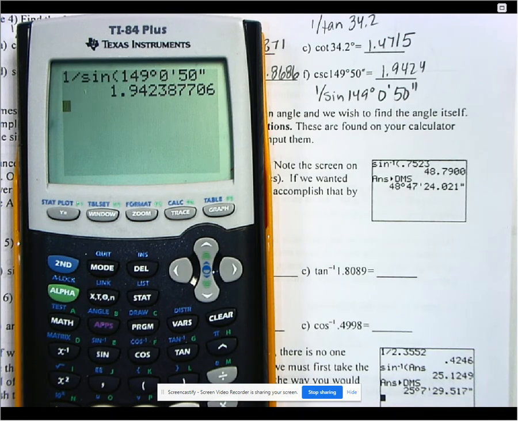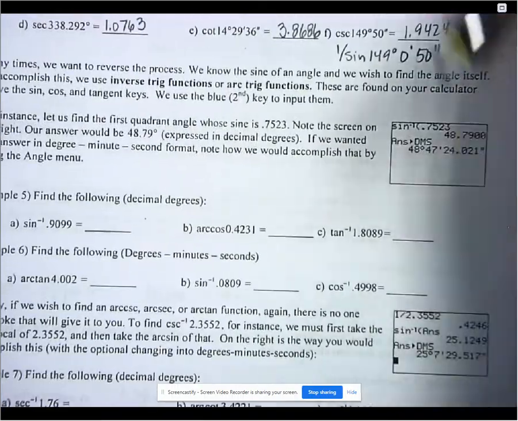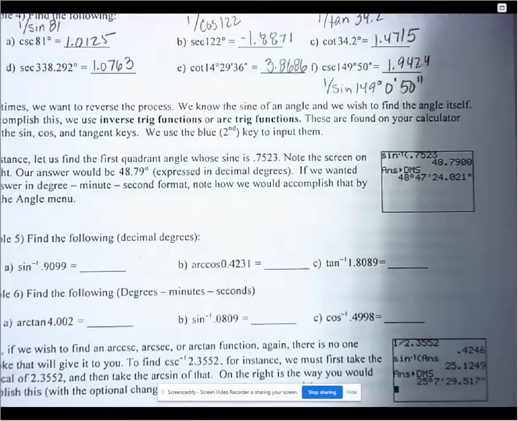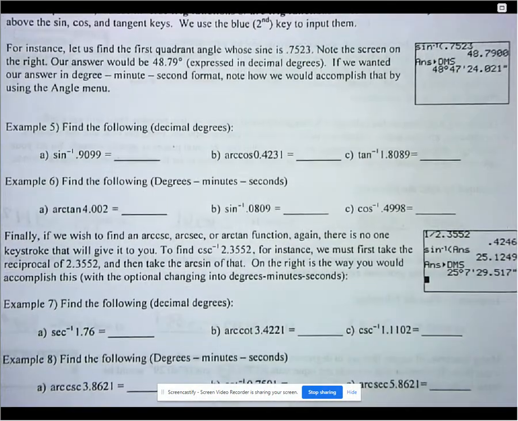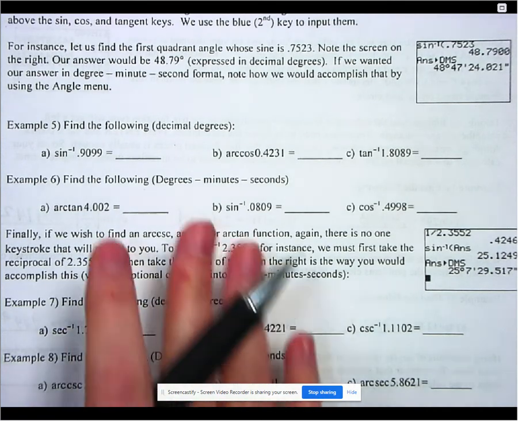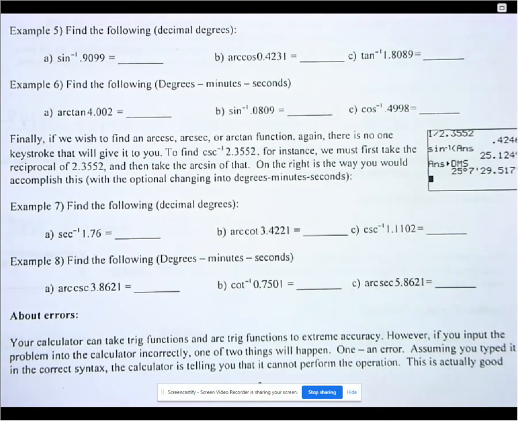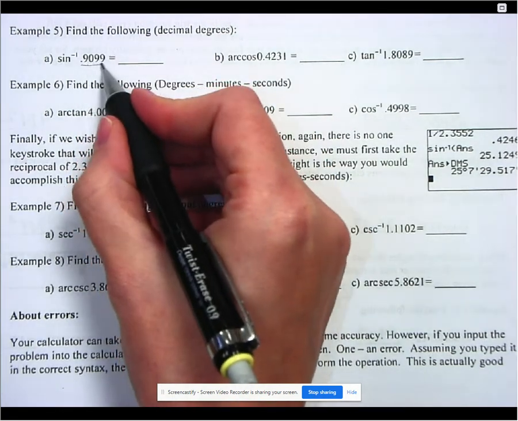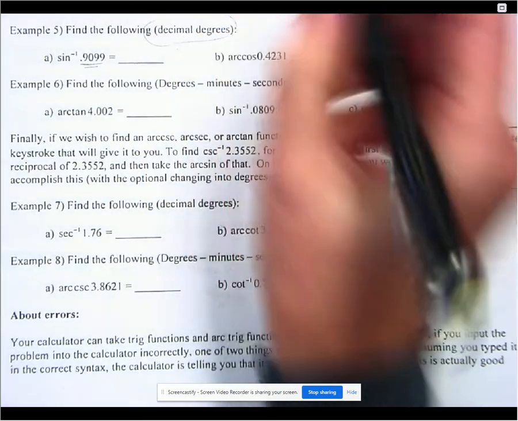Okay, so there are going to be times in this packet where we want to reverse the process. So we know what the sine of an angle is, and we want to figure out what angle gives us that sine. And so we use the inverse trig functions. So on example 5, that's 5, 6, 7, and 8, that is what we're going to do. So we know that the sine of some angle is this decimal. We want to figure out what that angle is, and we want our answer in degrees.